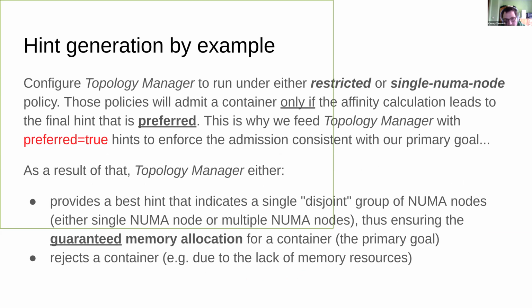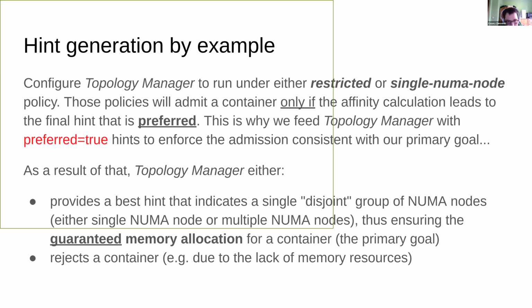Consider that we have topology manager running under either restricted or single NUMA policy, and these two policies will admit a container only if the affinity calculation leads to a final hint that is preferred. Otherwise, the pod or container will be rejected. So this is exactly why we feed topology manager with preferred-set-to-true hints. This is to achieve our primary goal, which is guaranteed memory allocation. To sum up, topology manager provides a best hint that indicates a single disjoint group of NUMA nodes, either a single NUMA node or multiple NUMA nodes, and this ensures the final goal.